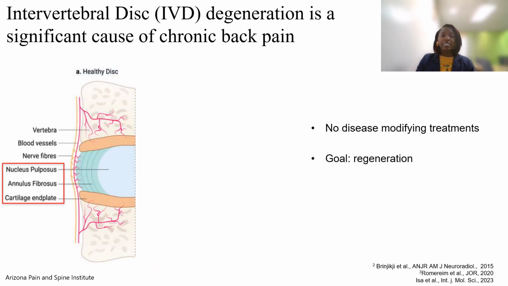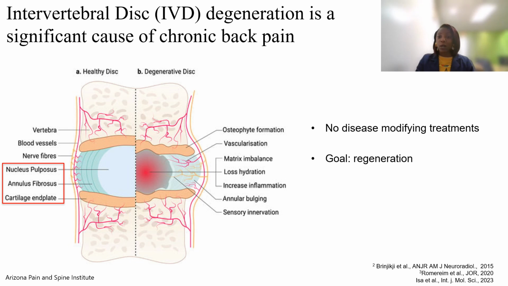The IVD is an essential connective tissue of the spine consisting of 3 tissues as shown in the red box. This structure will accumulate damage over time, and this, coupled with the low regenerative capacity of the IVD, can lead to degeneration. There are currently no disease-modifying treatments. Therefore, this study aims to identify the cells and pathways critical for IVD healing so that they can be used as targets for regenerative therapies to treat IVD degeneration.